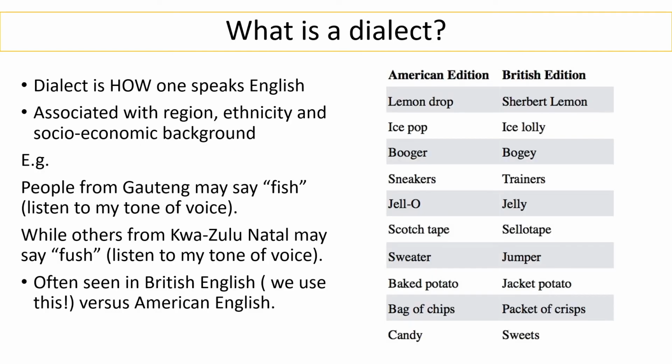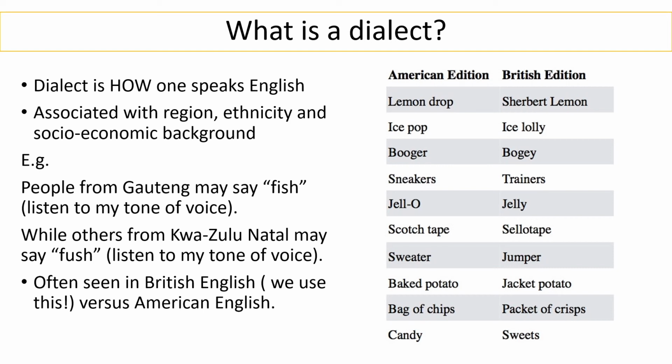What is dialect? Dialect is how someone speaks English. It's often based on region, ethnicity, and socio-economic background of a person. For example, you may have heard this, people from Gauteng say fish, while people from KwaZulu-Natal may say fish. We often see this in British English. Remember, we use British English versus American English.